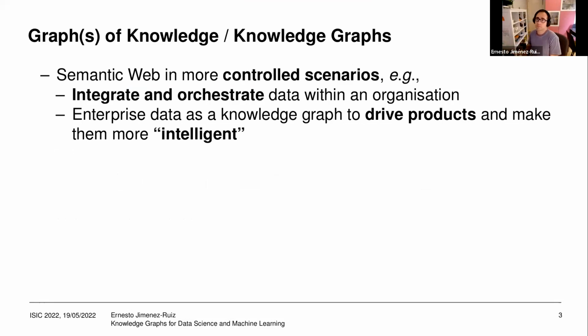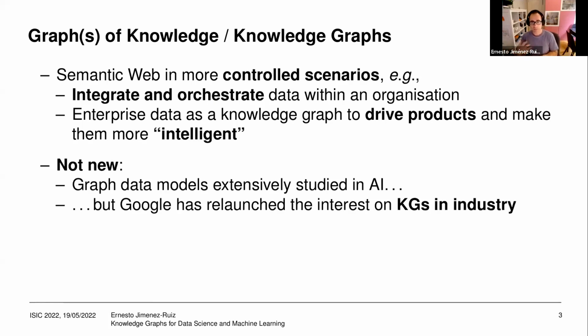For me, it's some sort of evolution of the notion of semantic web, in a more controlled scenario, where we are not trying to orchestrate and integrate all the data on the web, but we are trying to do so in an organization, in a small setting and more controlled scenario. Nowadays, knowledge graphs are being used to drive industry products and make them more intelligent. But of course, this is not new. In my case, coming from the semantic web, and many other people coming from knowledge representation and AI, this notion is something that has been around for more than 50 years.